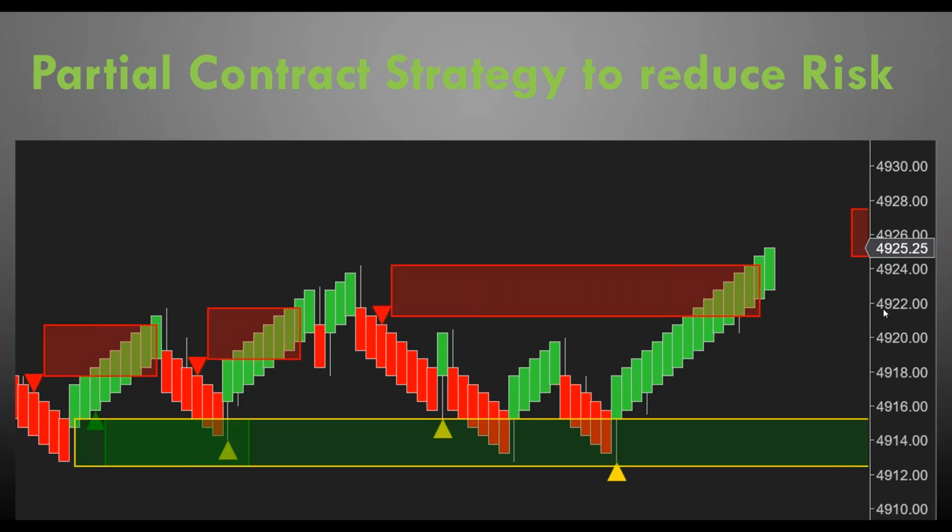Okay, so let's say this is the signal. You see a signal right there and you want to place a trade. What are the different ways you can place a trade? Let's say the signal is right here. The white line represents your entry. Let's say you're entering right here.